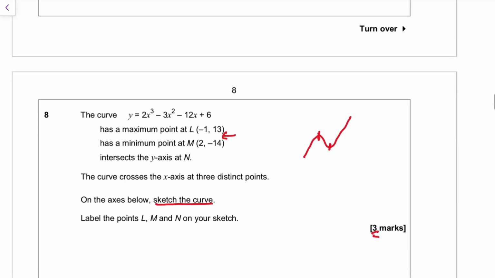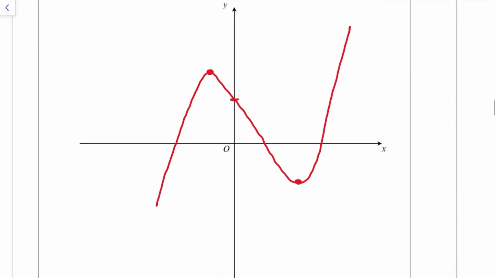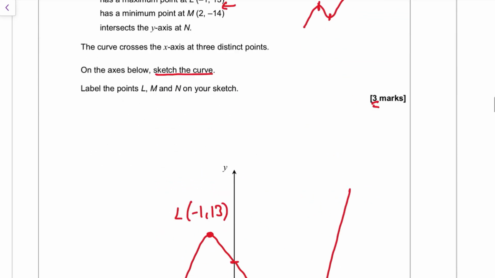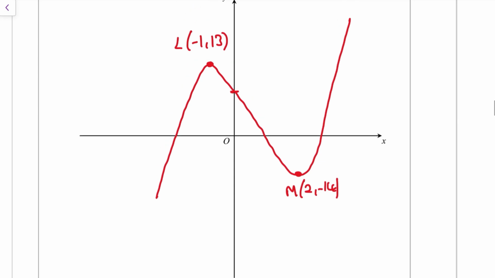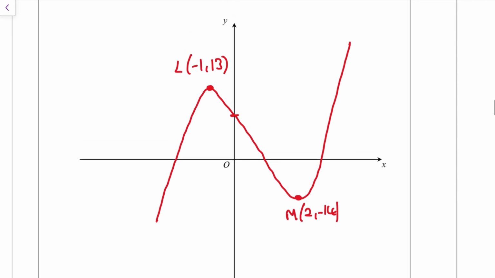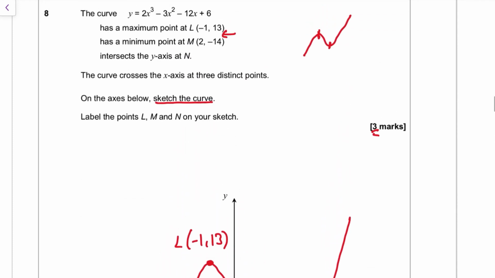So what are they? So L is minus 1, 13. I'm just going to write that L is minus 1, 13. I can't remember them. M is 2, minus 14. So M is 2, minus 14. I have to say, my scale looks broadly okay. Don't worry too much about it if it's not. Don't spend ages mapping out a scale. Doesn't matter. It's just about you sketching and labeling the points.